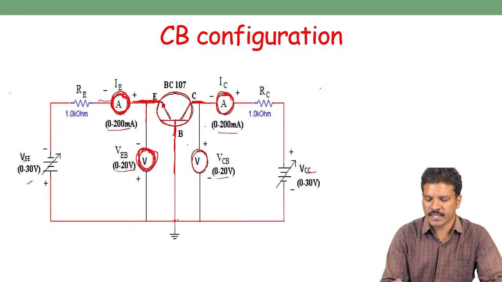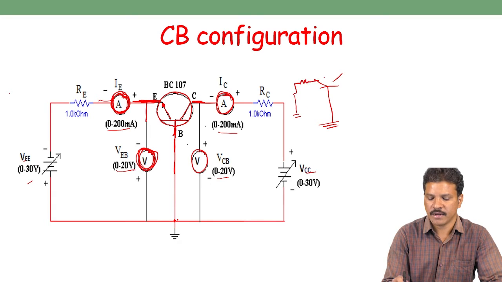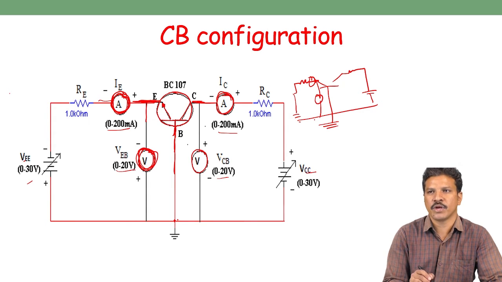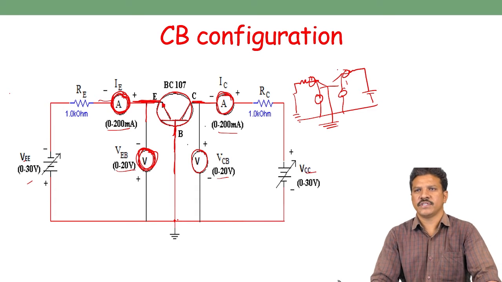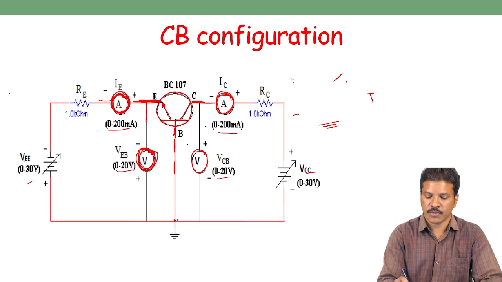Very simple. Take the transistor, connected with the base as ground, common base. Provide the battery, and provide the resistor at the input side and output side. To measure the current, put the ammeter. To measure the voltage, put the voltmeter on both sides. That is enough. So this is the simple circuit diagram for the common base configuration.